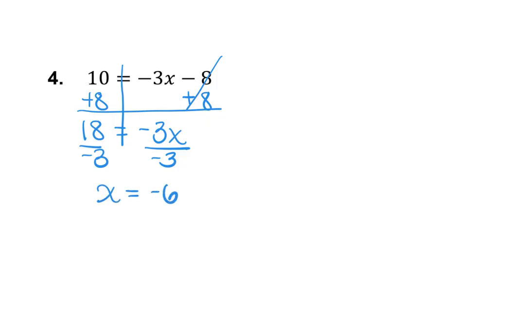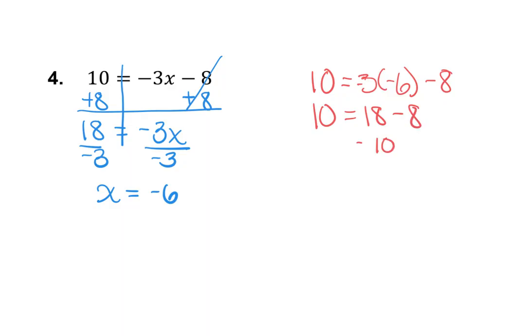And let's just go ahead and check this one. So we have 10 is equal to negative 3 times negative 6 minus 8. So 10 is equal to, we have negative 3 times negative 6 is 18. And is 18 minus 8 equal to 10? Yep. And once we've checked it, we know that we've done it correct.